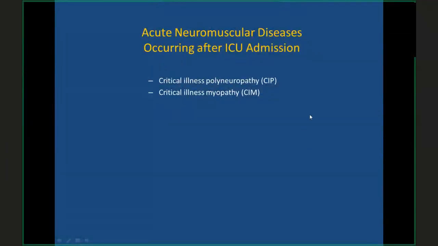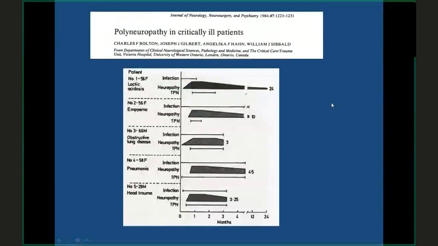So the disease is acute neuromuscular disease that happens in the ICU, including critical illness polyneuropathy and critical illness myopathy. I will spend more time later to discuss these two conditions. This is not a new concept. Actually, the first article was published in the early 1980s.